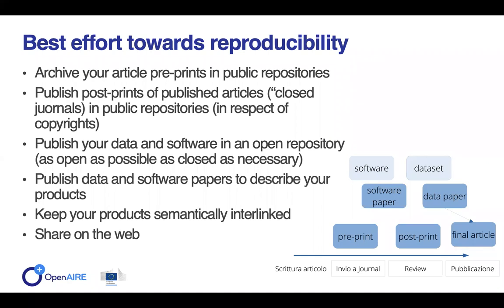Then publish your data and software in an open repository, as open as possible, as closed as necessary. And this will give people the information they need that is described in the article. Try to also publish data and software papers to describe your products, and keep your products semantically interlinked. That means to give all the necessary information to link the products. You have seen Zenodo is a very good solution, because it allows you to put links between your resources.